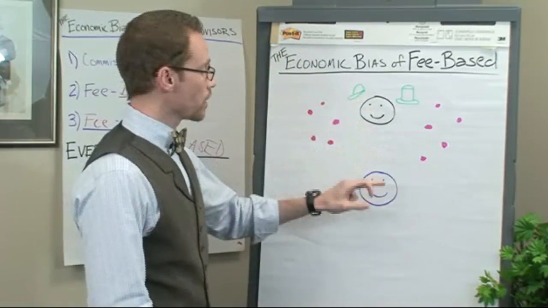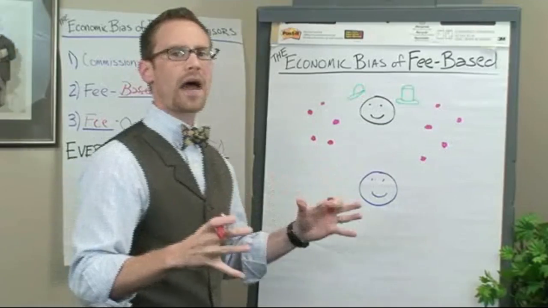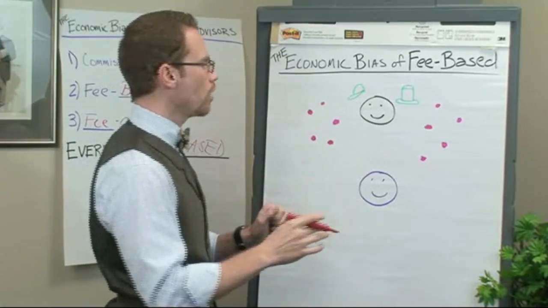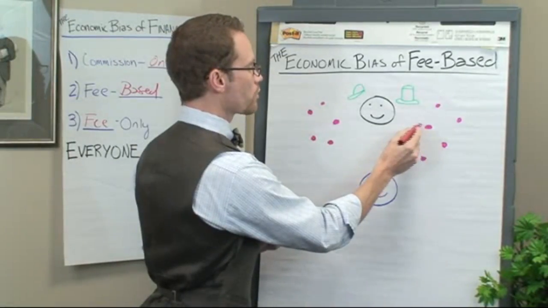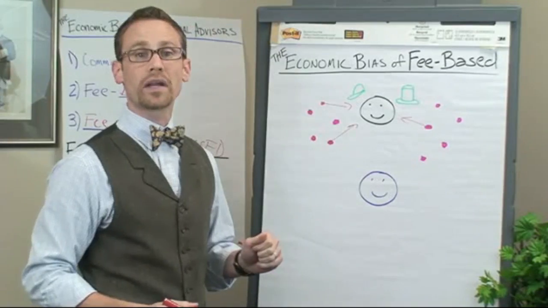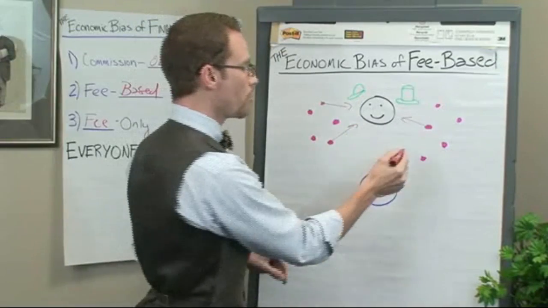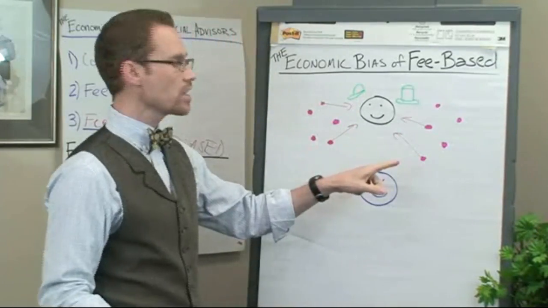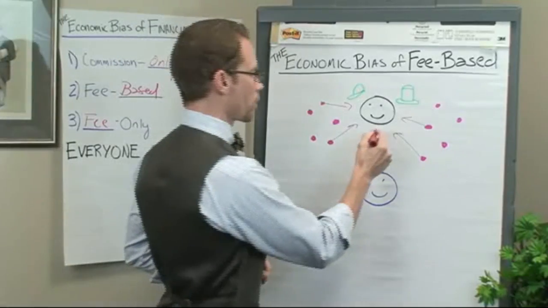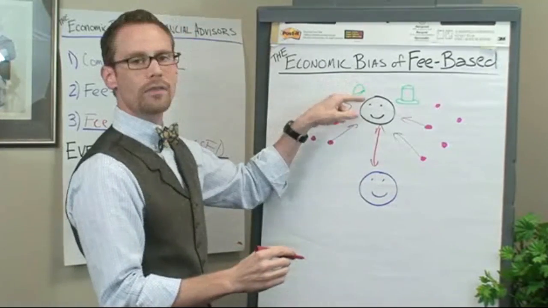Here's the financial advisor, here's you, the client. Out here are actually tens of thousands of financial products. Now, in the realm of the commission-only, the advisor is receiving his or her compensation from these tens of thousands of financial products. These folks pitch the advisor, who then sells to you, but he or she typically receives compensation from these different products. With a fee-only advisor, compensation only happens between the client and the advisor.